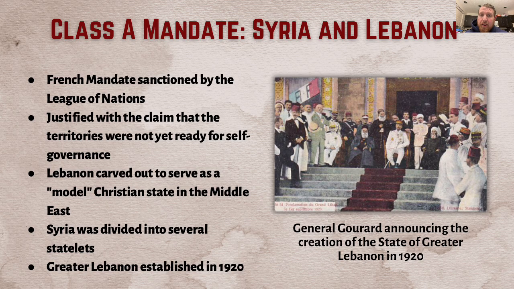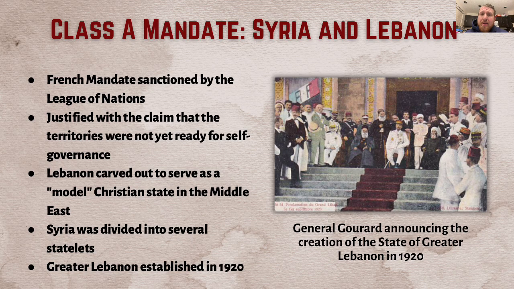So first we have Lebanon, and that was designed with a Christian majority in mind. Lebanon was carved out to serve as a model Christian state in the Middle East. However, the country's diverse population, including significant Muslim communities, led to tensions and complexities in its political system.